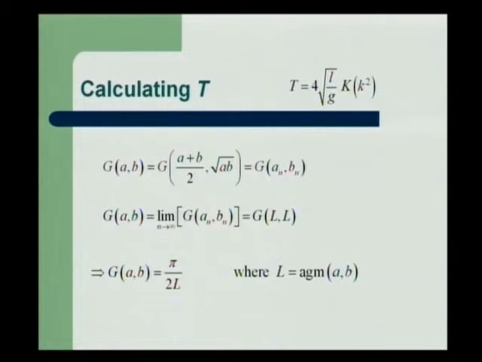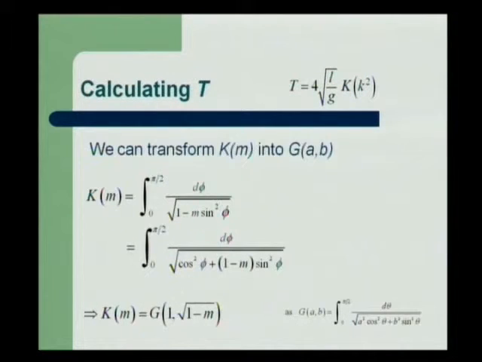Using this fact, as well as the earlier identity for G of a and b, if we take the limit as n tends to infinity, we find that G of a and b is equal to G of L and L, and this is easy to evaluate, and thus we have that G of a and b is equal to pi divided by 2L, where L is the arithmetic geometric mean of a and b.